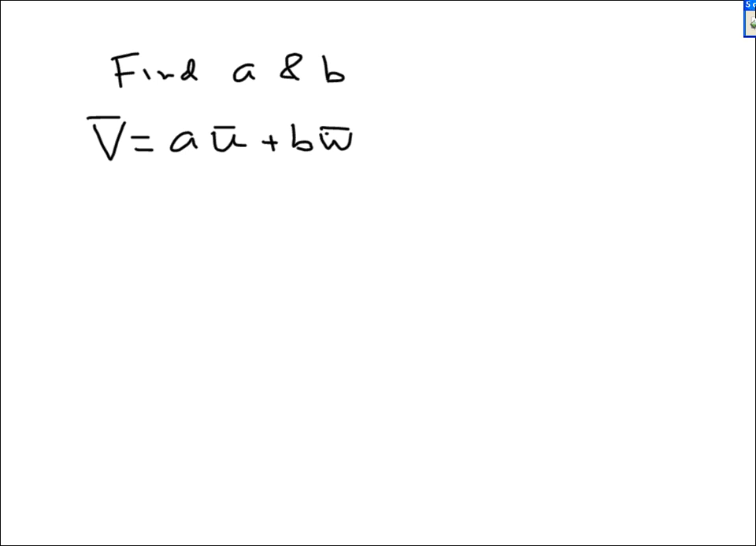Okay, so here it's a different problem. They want us to find a and b. You want v to equal au plus bw. Really should put bars over the vectors, especially when you have scalars. That way you know which are the vectors and which are the scalars. In textbooks, they generally write the vectors in boldface.